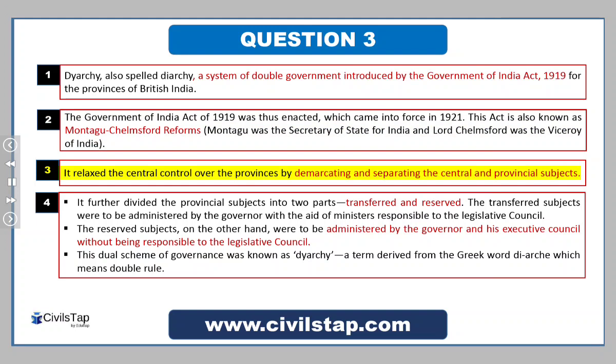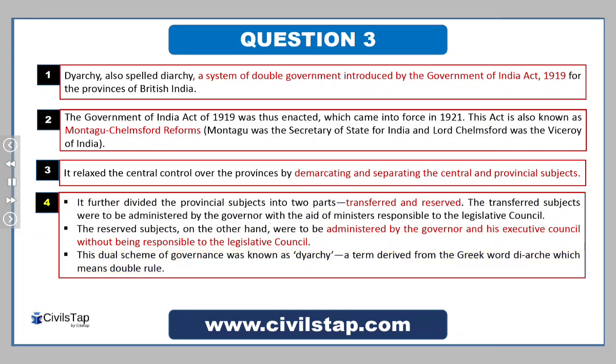2. It relaxed the central control over the provinces by demarcating and separating the central and provincial subjects. 3. It further divided the provincial subjects into 2 parts, transferred and reserved. The transferred subjects were to be administered by the governor with the aid of ministers responsible to the Legislative Council. The reserved subjects were to be administered by the governor and his Executive Council without being responsible to the Legislative Council. This dual scheme of governance was known as diarchy, a term derived from the Greek word meaning double rule.